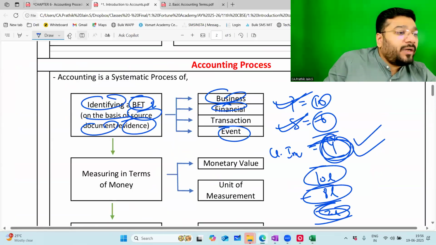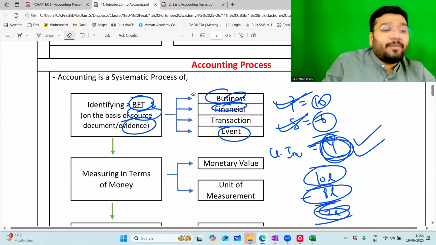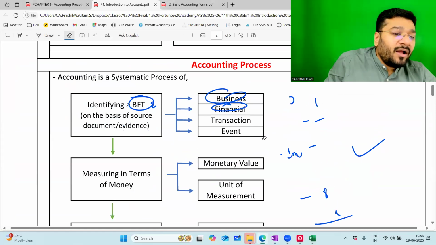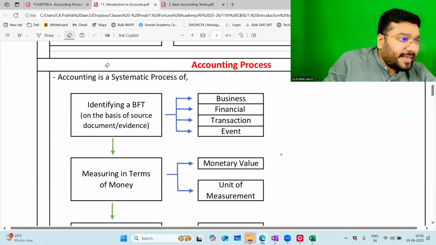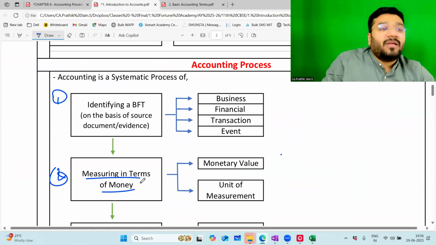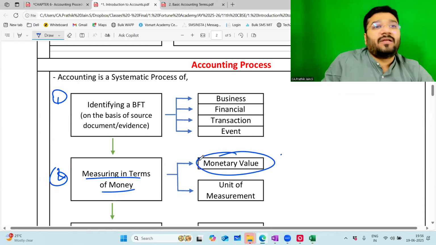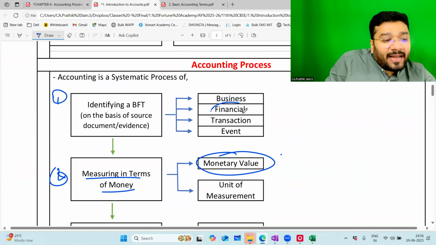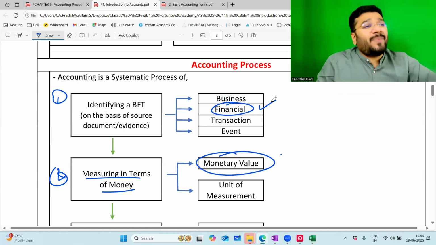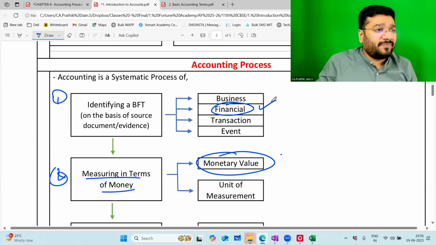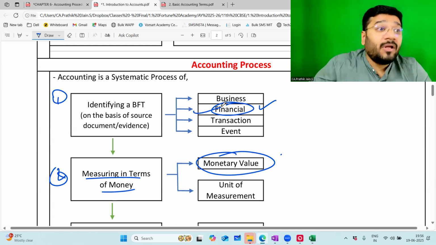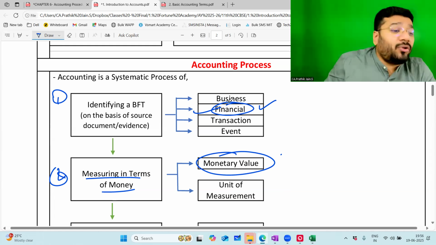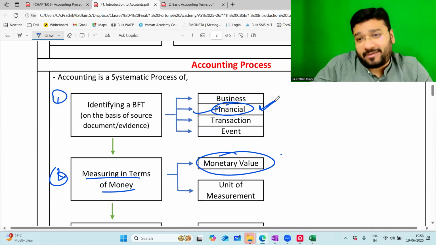Coming back, what is the first step of the accounting process? Identifying a business financial transaction and event. Wonderful. Next. The second step is measuring in terms of money. Sir, I want to know the monetary value. Sir, what nonsense, sir. Already you said financial year. So financial year means monetary has been decided here only, no boss. Here itself we know what the monetary value is. The answer is no. In some cases, you will not get to know the exact monetary value here.